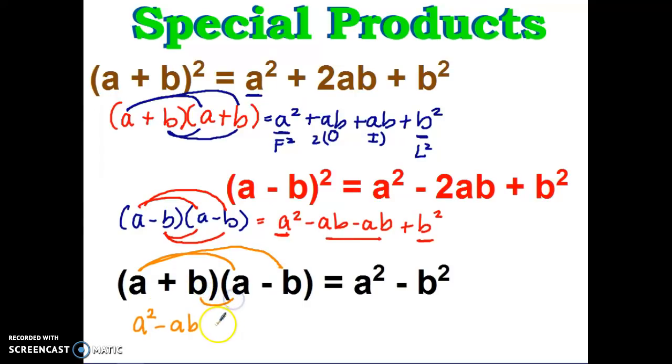A times b is ab, and b times negative b is negative b squared.